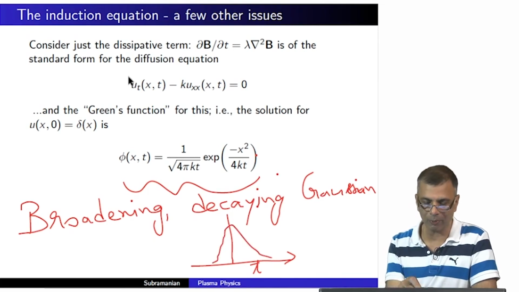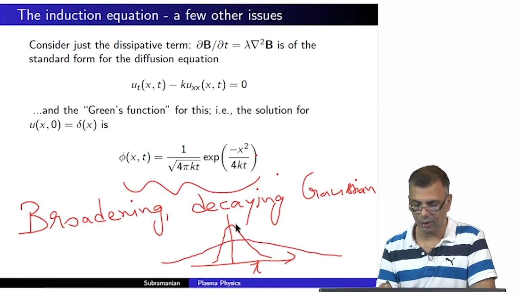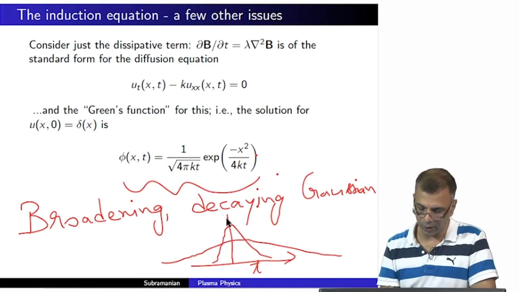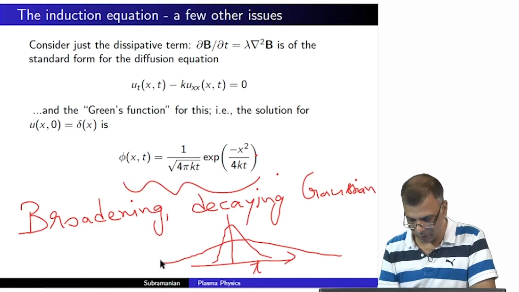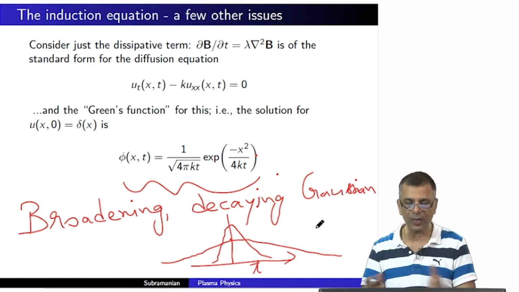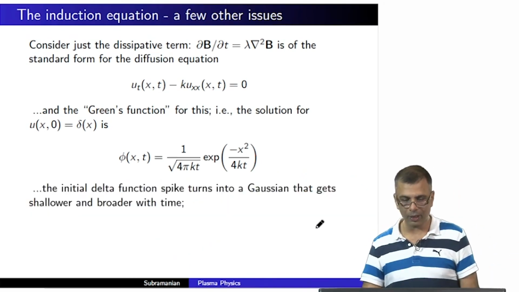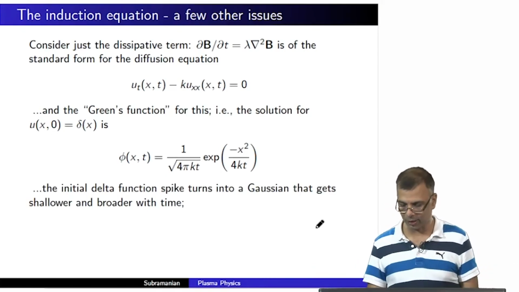And what does this represent? This represents the magnetic field. At a still later time, it looks like this. In other words, you started out with a point-like magnetic field, and as time progressed, the magnitude of the magnetic field decreased and it broadened, and as time progressed even more, the magnitude decreased even more and it broadened even more. This is essentially saying that the magnetic field is spreading out, is diffusing. So, an initial delta function turns into a Gaussian that gets shallower and broader with time.